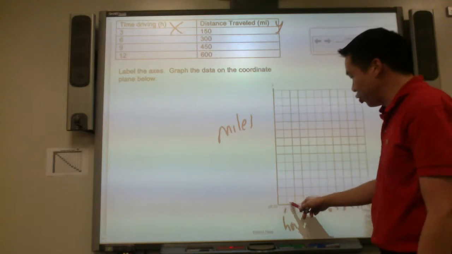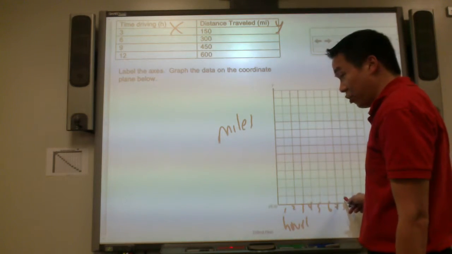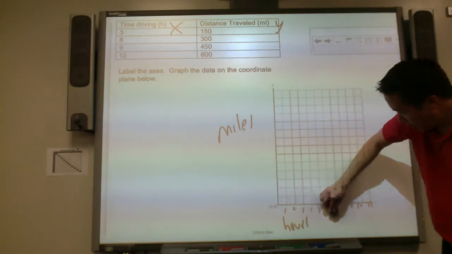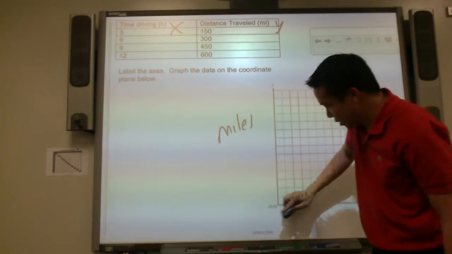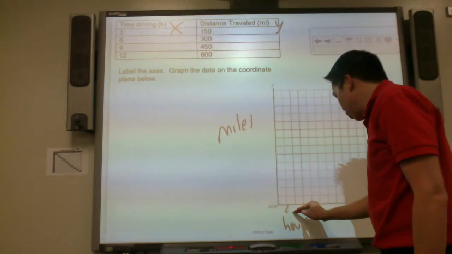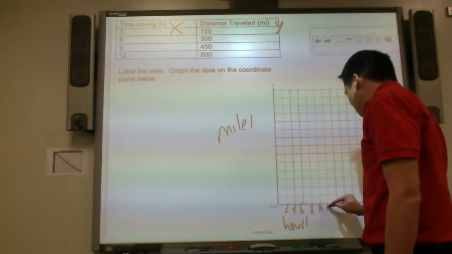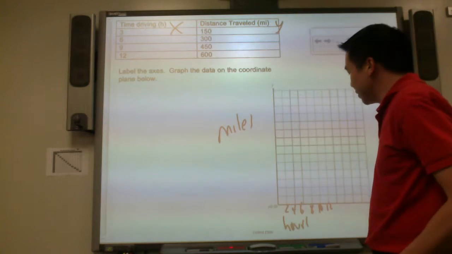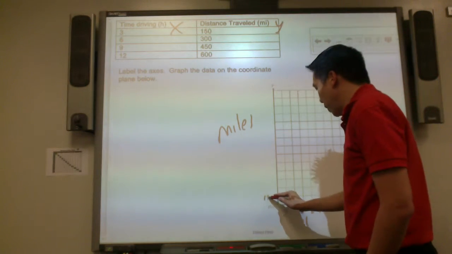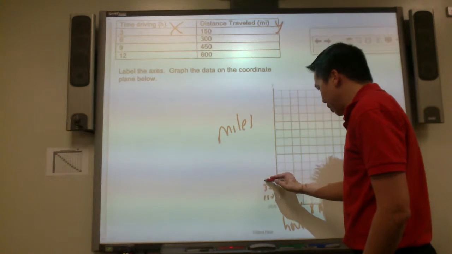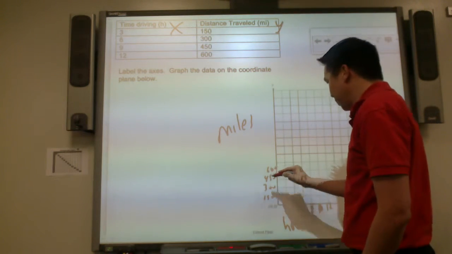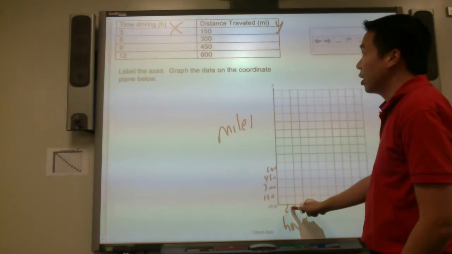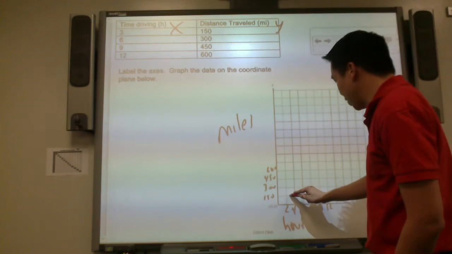We should have done a 2, 4, 6, 8, 10, 12, maybe. So I'm going to erase that, and I'm going to make the interval go by 2's. 2, 4, 6, 8, 10, 12. And then what should I make this? I'm going to make it, I don't know, going up by 150s. 300, 450, 600. So let's see, in 3 hours of driving, you travel 150 miles.